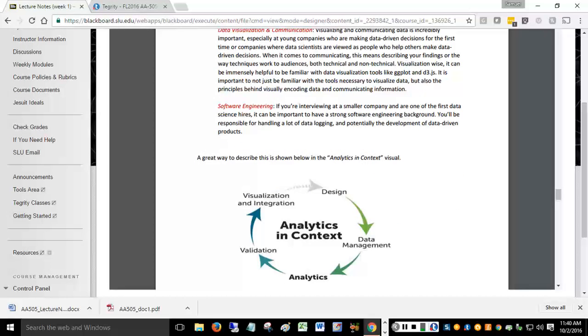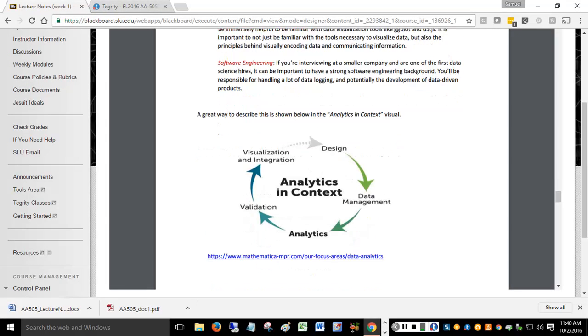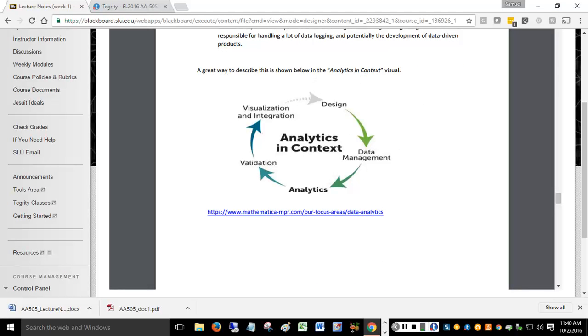Another area is software engineering, because if you're interviewing at a smaller company and are one of the first data science hires, you're going to have to make sure that you have a very strong software engineering background so that you can get the data. You're going to be responsible for handling a lot of data logging and potentially developing these data sets. I found a great way to describe this is called the analytics in context, where you're going to design something, you'll have the data management, you conduct analytics, you validate it, you visualize it and integrate it, and then it continues.